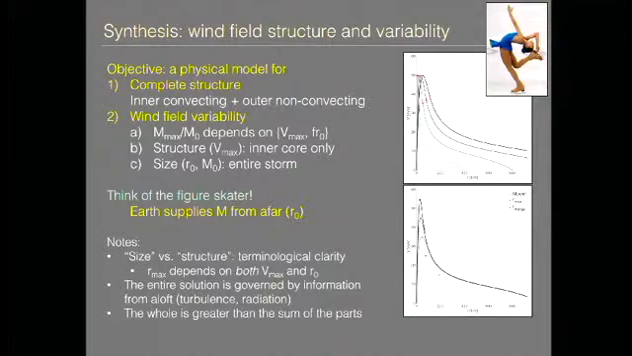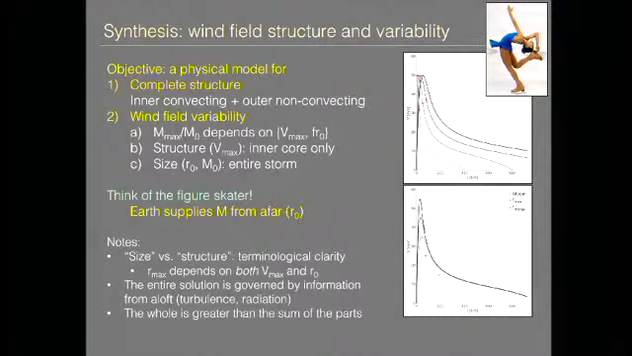So our goal was to come up with a physical model for the complete structure. It combines an inner convecting region model and an outer non-convecting region model, and you can just stick them together. It's not clear why that works, but it seems to do a pretty good job. This model is also capable of reproducing the wind field variability that we see in nature, namely Mmax over M0, and then structure and size variability.